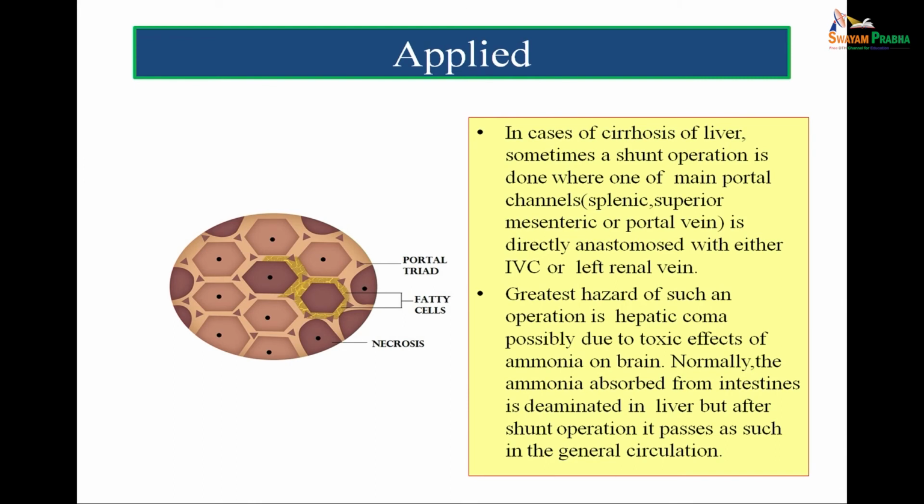So if I read from the slide, in case of cirrhosis of liver, sometimes a shunt operation is done where one of the main portal channels is directly anastomosed with either the inferior vena cava or the left renal vein. The greatest hazard of such an operation is hepatic coma, possibly due to toxic effects of ammonia on the brain. Normally the ammonia absorbed from intestines is deaminated in the liver, but after the shunt operation it passes as such in the general circulation. So what I told you today were the clinical manifestations and the etiopathogenesis of portal hypertension. A thorough understanding of this concept is required to be aware of the clinical manifestations and provide adequate and timely treatment.